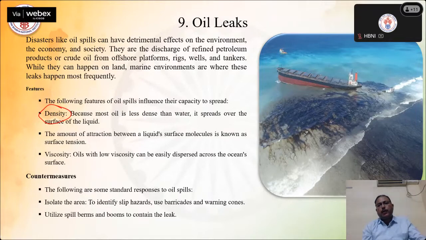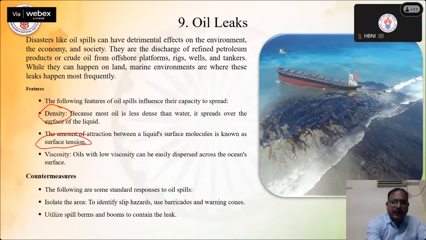It will not allow oxygen to enter inside, or whatever is present in the water will be stopped. It becomes a gate. It will not allow anything to enter. Second is the amount of attraction between liquid surface molecules, and it is known as surface tension. If it is hindered, again you will not be able to manage aquatic life, marine life, and it will create a big problem. Third feature is the viscosity.